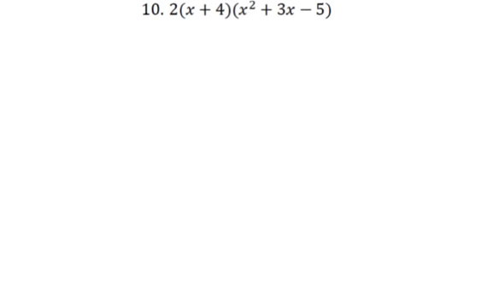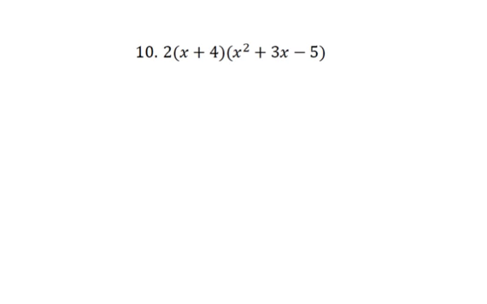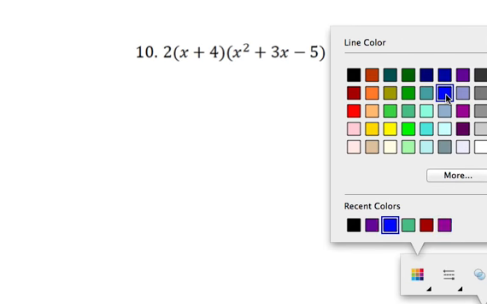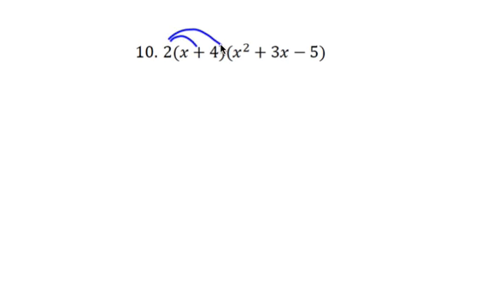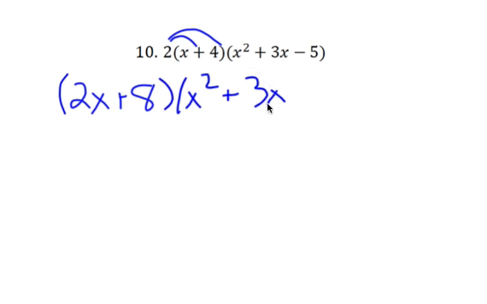So taking a look at number 10, the first thing I want to do is take care of that 2 on the outside. So what I'm going to do first is distribute that 2 in. So 2 times x is 2x, 2 times 4 is going to give you 8. Okay, then I'm going to take that binomial and multiply it by x squared plus 3x minus 5. Notice how I only distributed it in to one of the two parentheses.